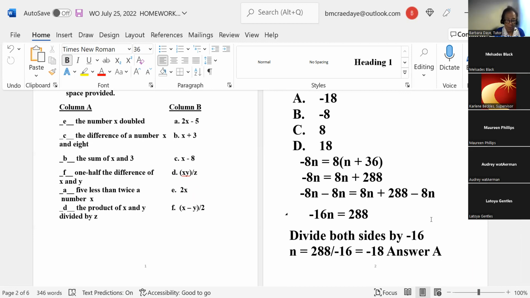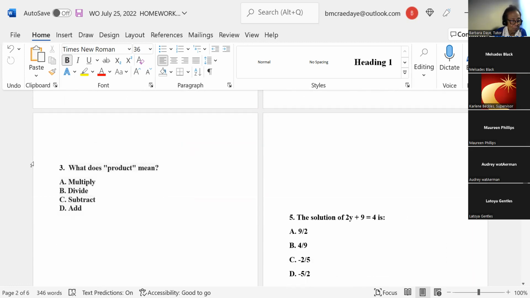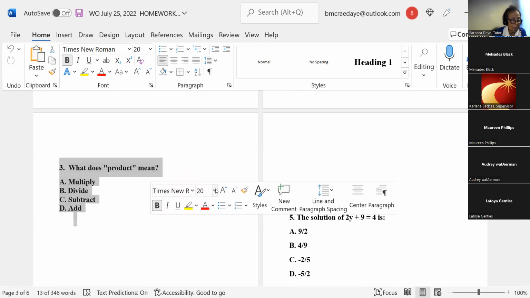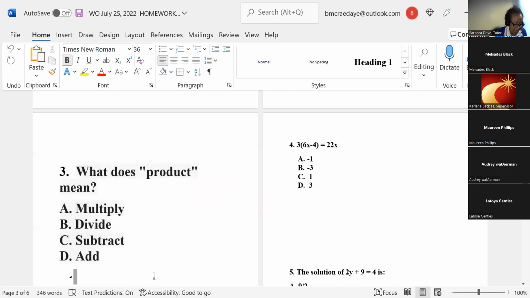Okay, let's go to the next one. I think everybody knows that one, right? What does product mean? Maureen, what does product mean? Multiply. That's it, so your answer is A. We just said division is quotient, subtraction is difference, adding is sum.